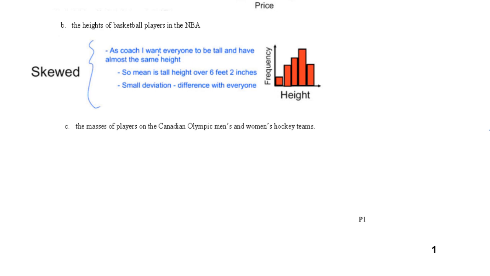So now let's take a look at the masses of players in the Olympic men's and women's hockey team. I'm going to assume that all of them are in one big pool, right? But I'm going to tell you that there's going to be two masses, i.e. their weights are going to be different. There's going to be two means, one for the men and one for the women, because a man and a woman are kind of built a little differently, and men tend to be a little bigger, and so we should have a bimodal distribution. Here's my answer.